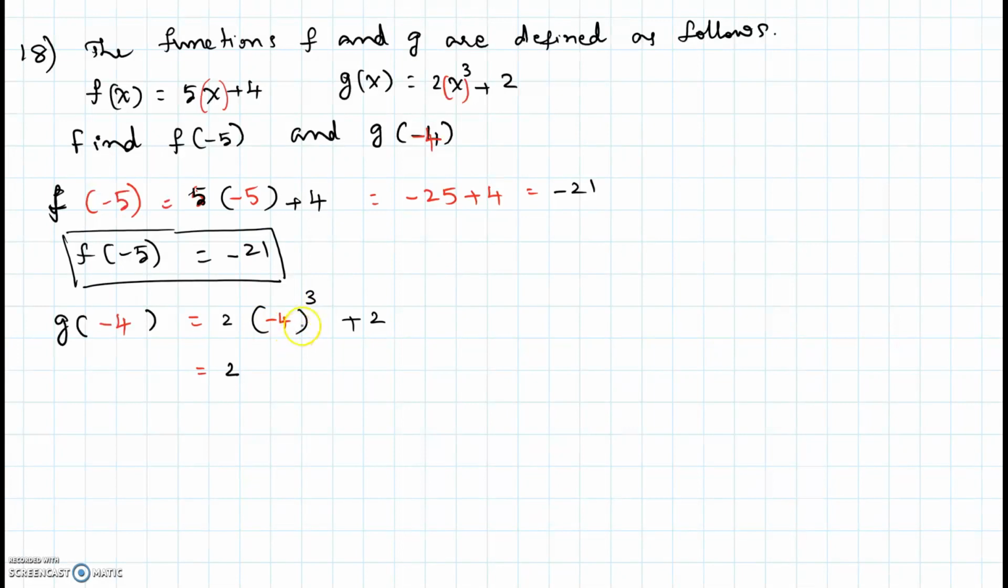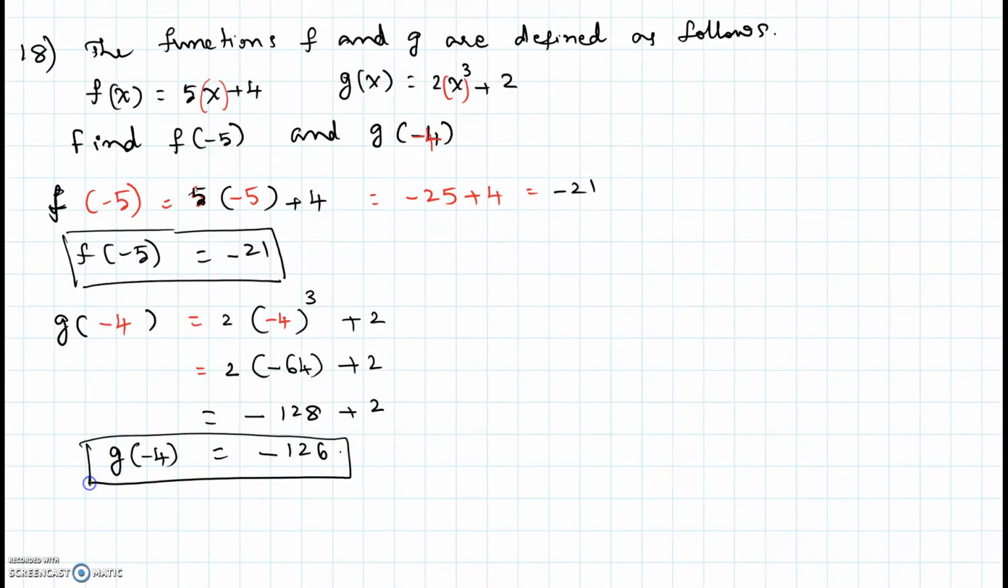So you are going to multiply negative 4 by itself 3 times. So negative 4 times negative 4 times negative 4. That will be a negative 64 plus 2. So it is 2 times negative 64. That is negative 128 plus 2. So that will be a negative 126. So g at the input negative 4 equals negative 126. Hope this video helps.